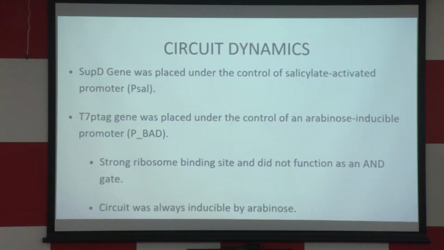Then for circuit dynamics, they used this subgene under a salicylate-activated promoter, and the T7 gene was placed under an arabinose-inducible promoter. When they demonstrated this, they found a strong ribosome binding site, and it was not functioning as AND yet. It was because of this arabinose, because it was not dependent on this sub D, not dependent on the salicylate-activated promoter. So the circuit was always inducible by arabinose.